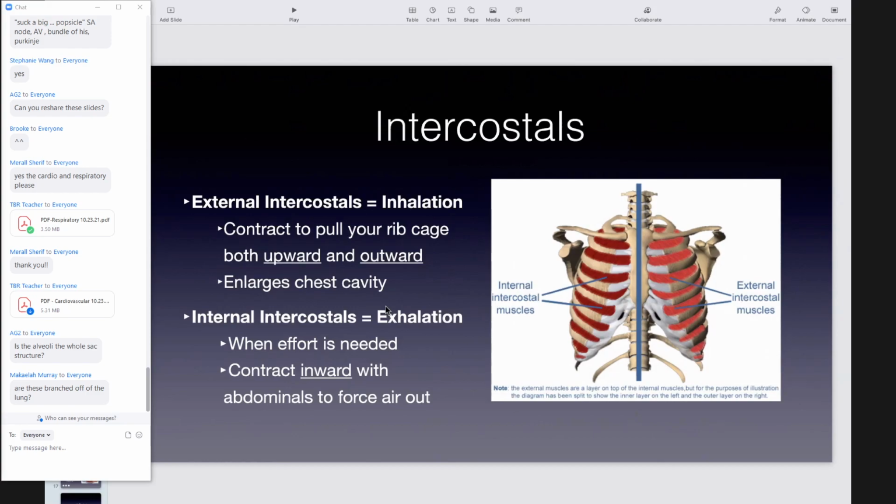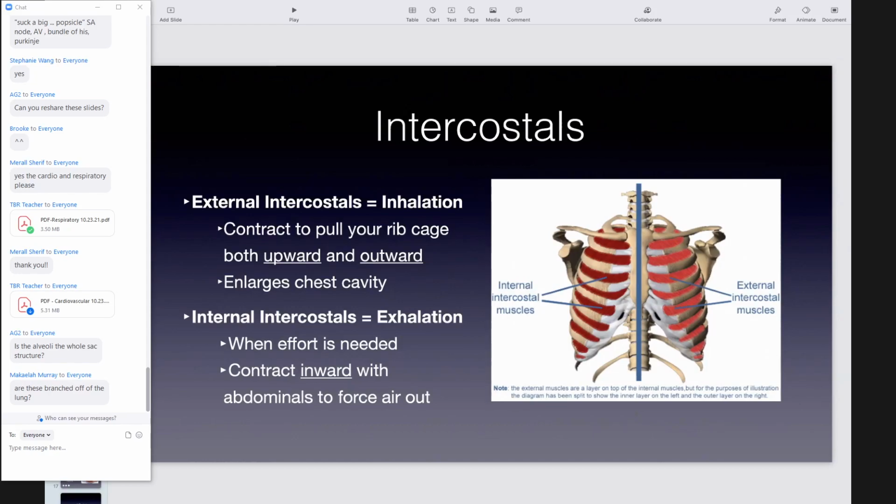Internal intercostals are usually just there. Most of the relaxation is caused by the contraction and relaxation of the external intercostals. When you need effort in blowing out, that is when the internal intercostals really get engaged. They don't get engaged unless effort is needed to blow out. All right, any questions on breathing mechanisms so far? We haven't gotten to gas exchange just yet. That's just breathing mechanisms, how we bring air in and blow it out.